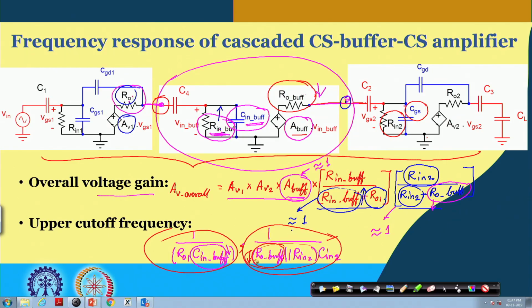If you push both of them beyond the original cutoff frequency we have, namely 1 by RO2 and then CL, then we should be very happy about that. In other words, if both of these two new poles are pushed beyond the original cutoff frequency, then we can say that the cascading will not have an effect on the bandwidth of the circuit.